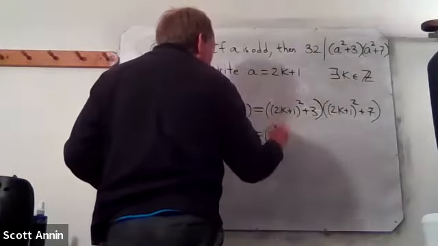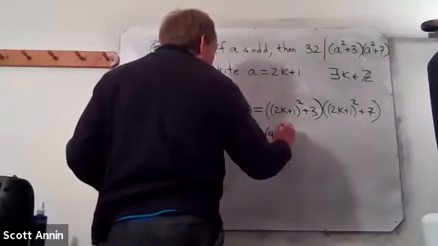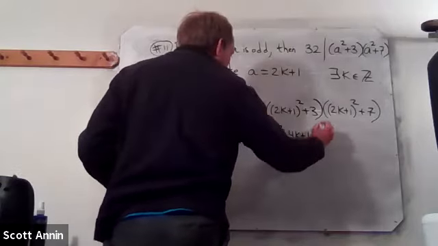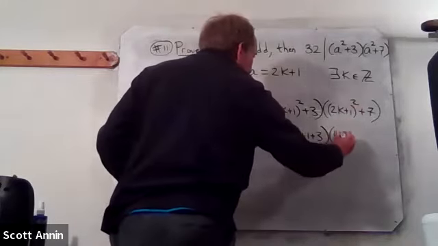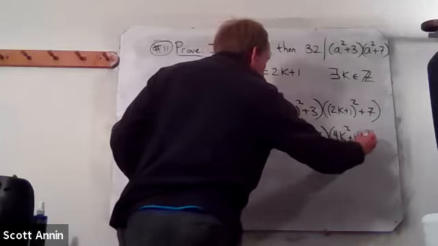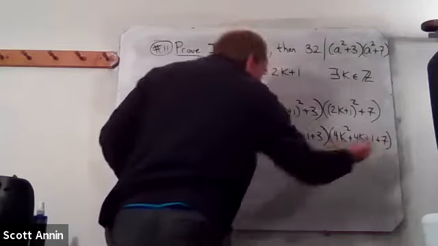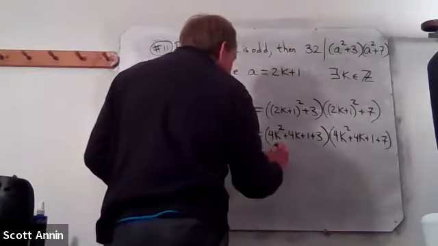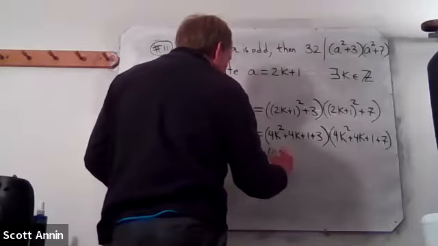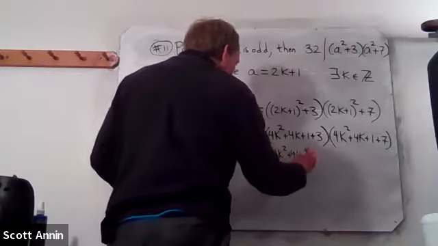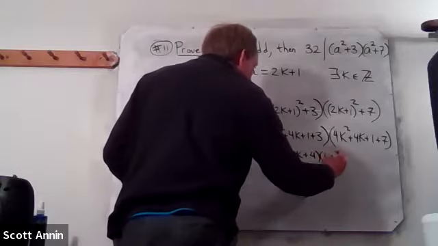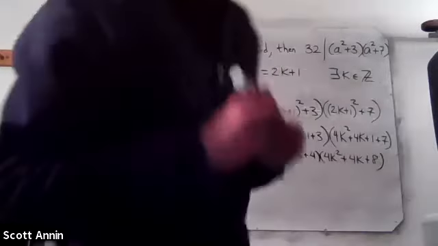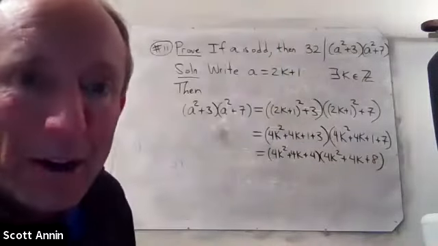So let me work this out kind of carefully. When I square out the 2k plus 1, I should get 4k squared plus 4k plus 1. And then there's a plus 3 there as well. Second term, very similar, 4k squared plus 4k plus 1 plus 7. And let me just combine some things together here. We have 4k squared plus 4k plus 4 times 4k squared plus 4k plus 8. Okay, so this is literally just multiplying it out.